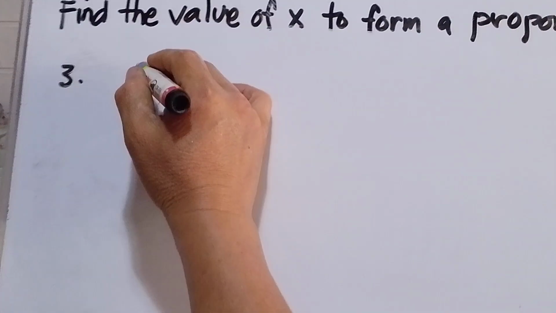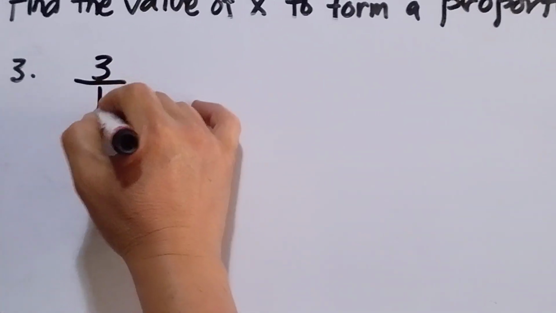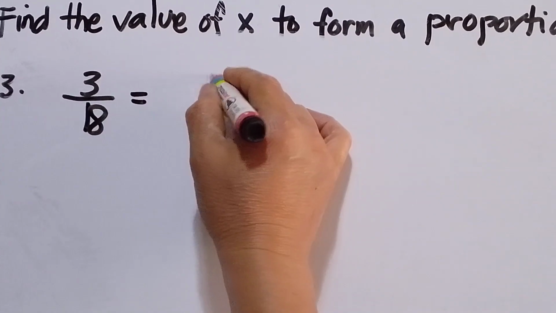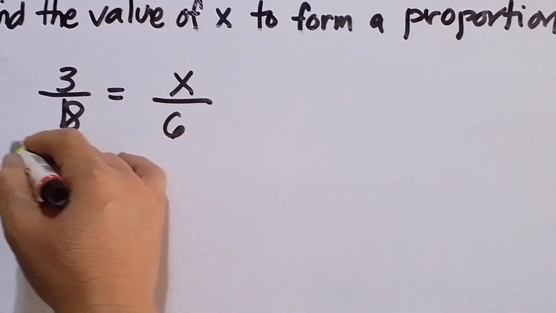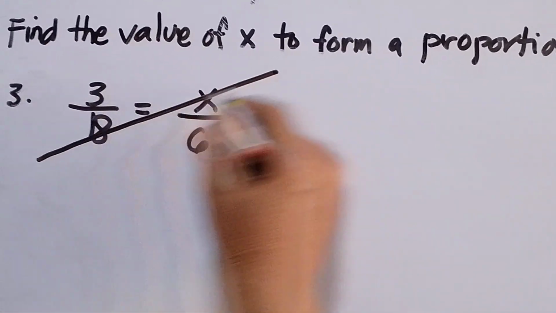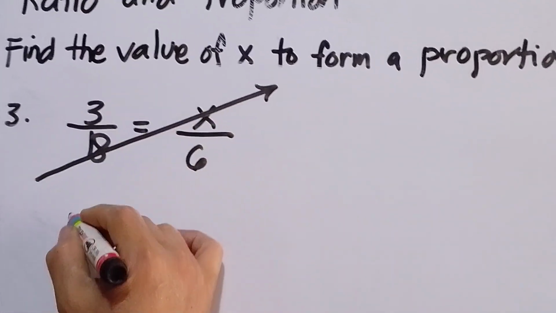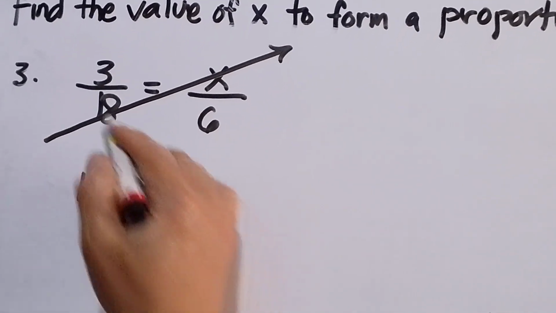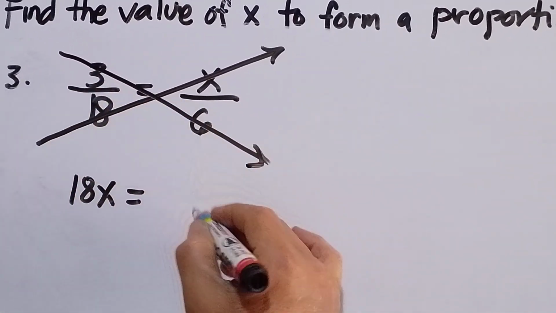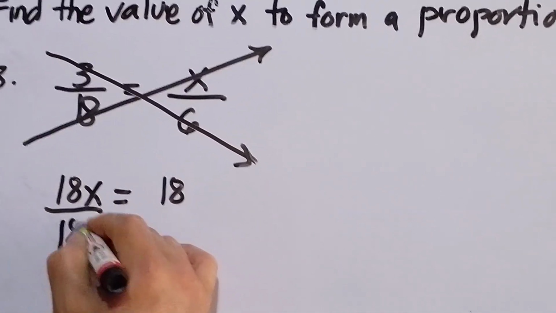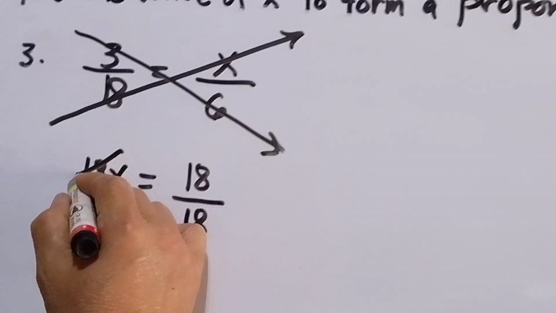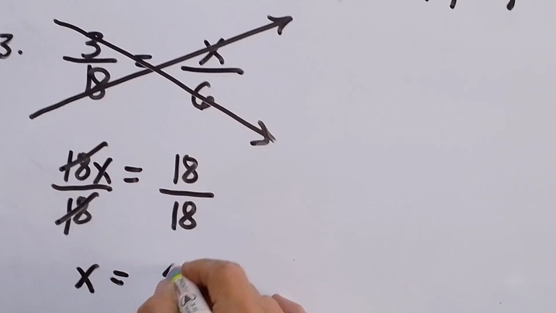Number 3 is 3 over 18 is equal to x over 6. So we need to solve the value of x. So I need to cross multiply this one. 18 times x is 18x. And then cross multiply this one also. 3 times 6 is 18. Divide both sides by the numerical coefficient of x. This is also 18. Cross out. X is equal to 1.